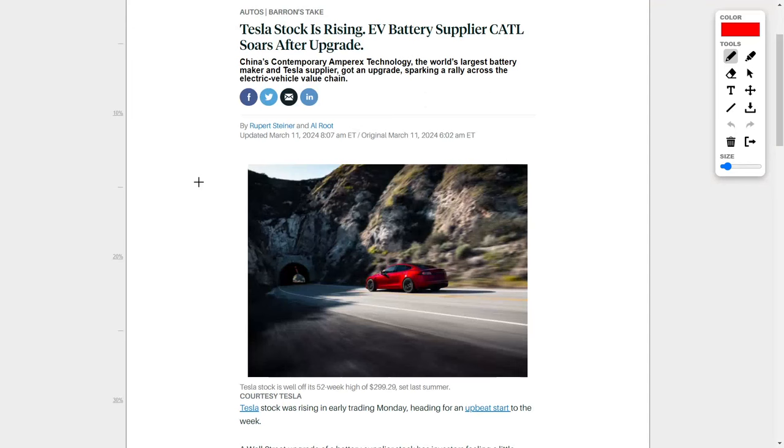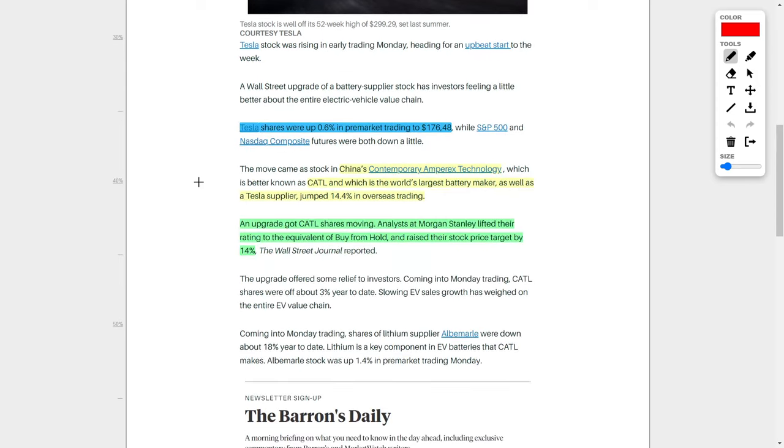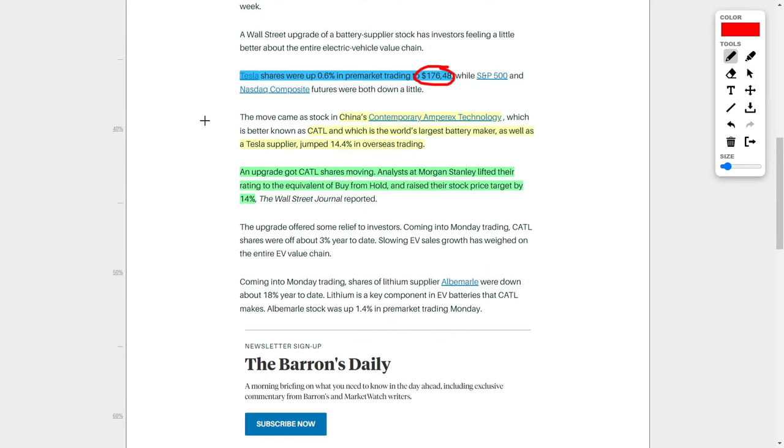Speaking about Tesla stock, let's talk about some news which recently increased their respective share price. And this actually has to do with a Chinese battery maker. So let's get right into it. The reason Tesla's share price was actually climbing higher was due to a Chinese company, which is better known as CATL. This company is the world's largest battery maker, as well as a Tesla supplier, and their share price recently jumped by 14.4%, which was so aggressive that it actually lifted some of their supplier stock, such as Tesla.